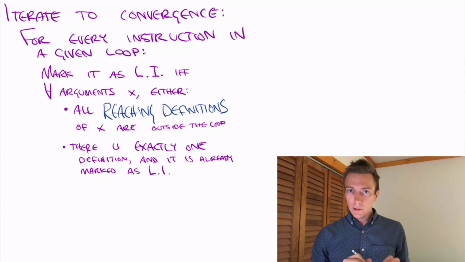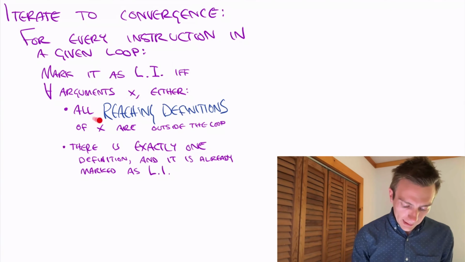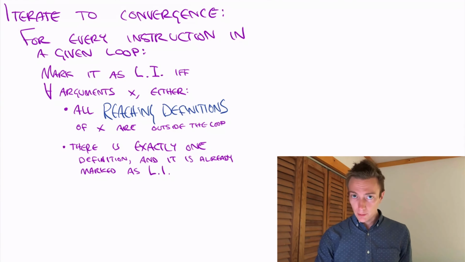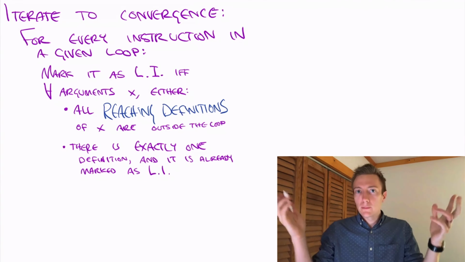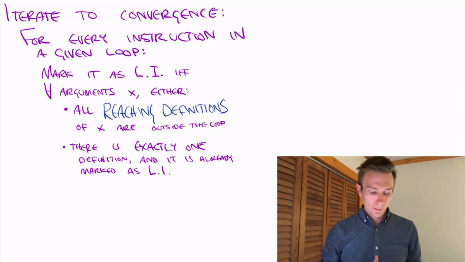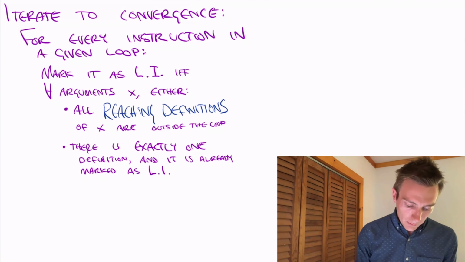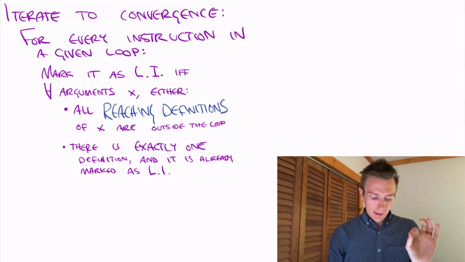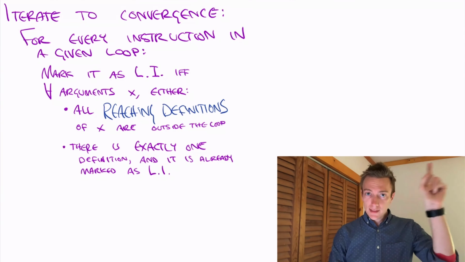And the criteria for marking a new instruction as loop invariant are actually fairly straightforward. However, they do rely on one trick, which is that you should have already computed reaching definitions. Reaching definitions, recall, was one of our data flow analyses. If you have that, then you have the information that you need in order to decide whether definitions come from outside of the loop. That is, we mark instructions as loop invariant depending on all of their arguments. That is, if all of the reaching definitions for a given variable are outside of the loop.